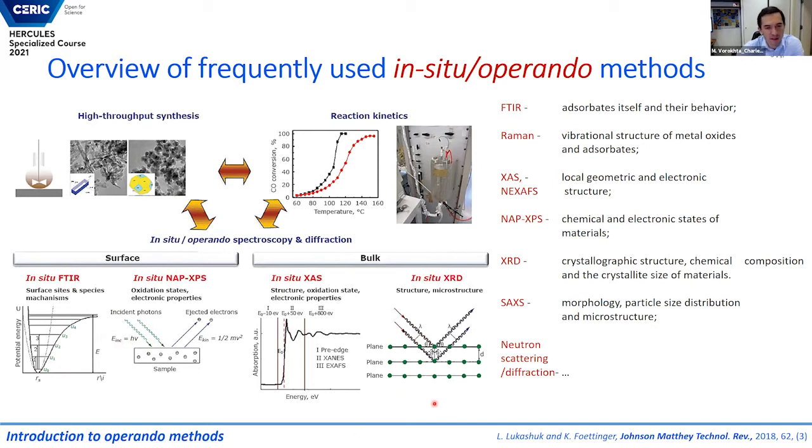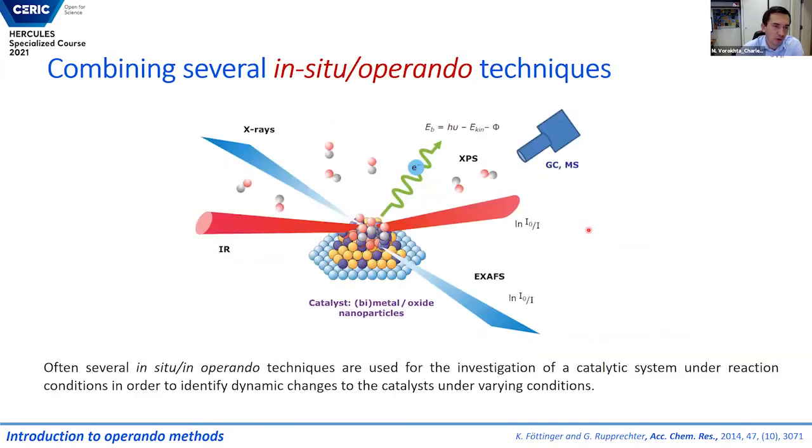Of course, at some points you might not be able to study some samples by NAP-XPS. In this case, you can use X-ray absorption or XRD and SAXS and so on. All these methods might be used in situ. Also, neutron scattering and diffraction. Of course, I'm not familiar with this topic, but I think you had enough information now from this summer school about these methods.